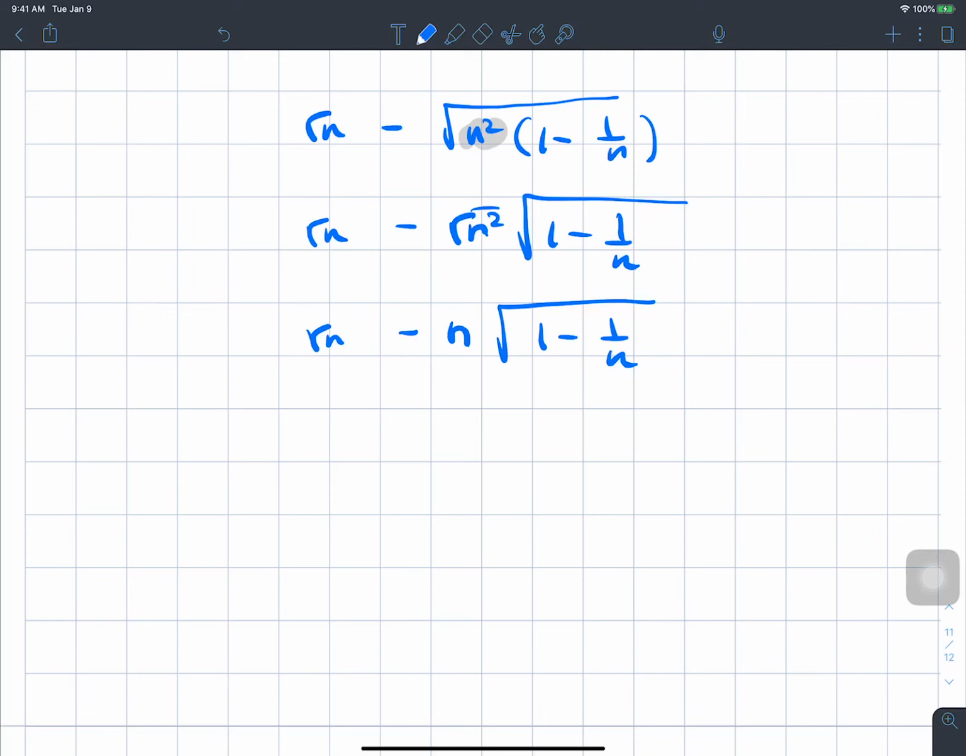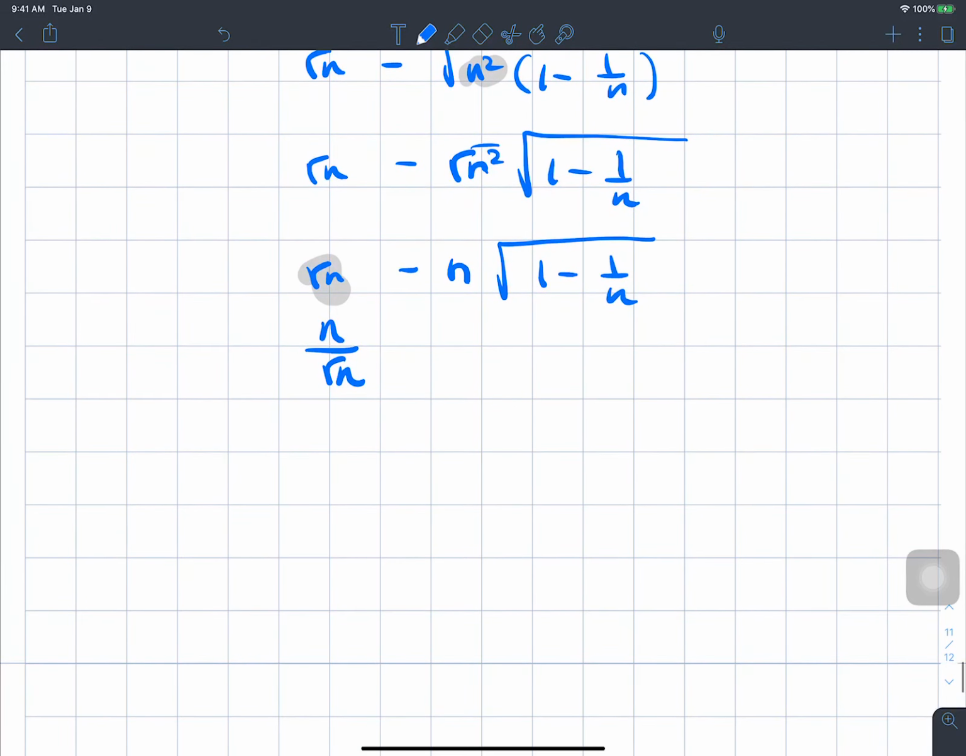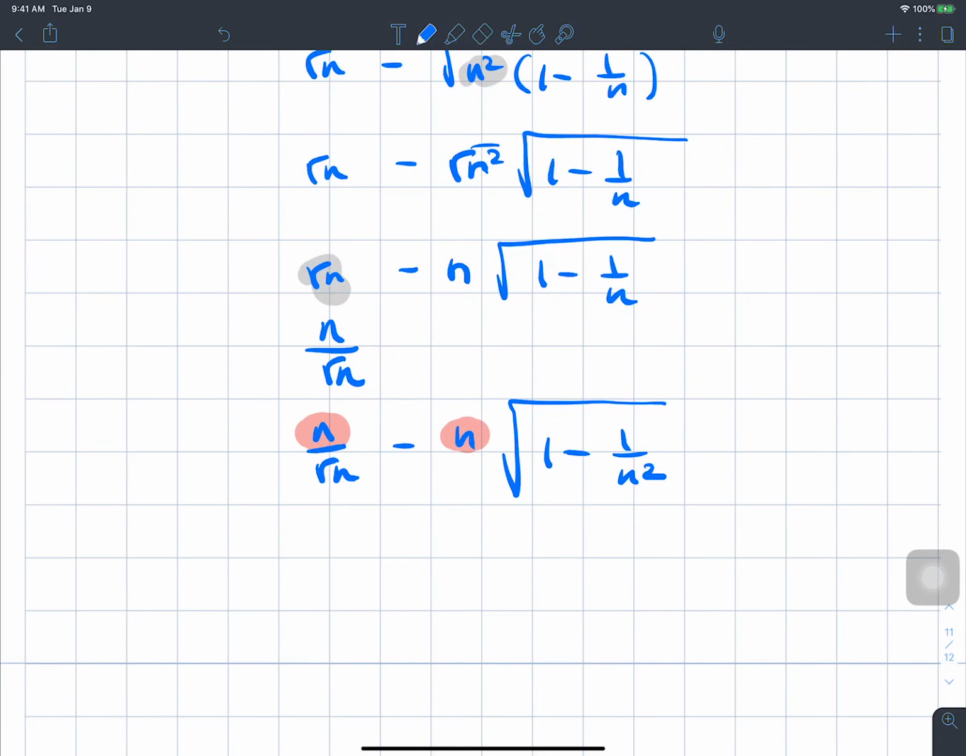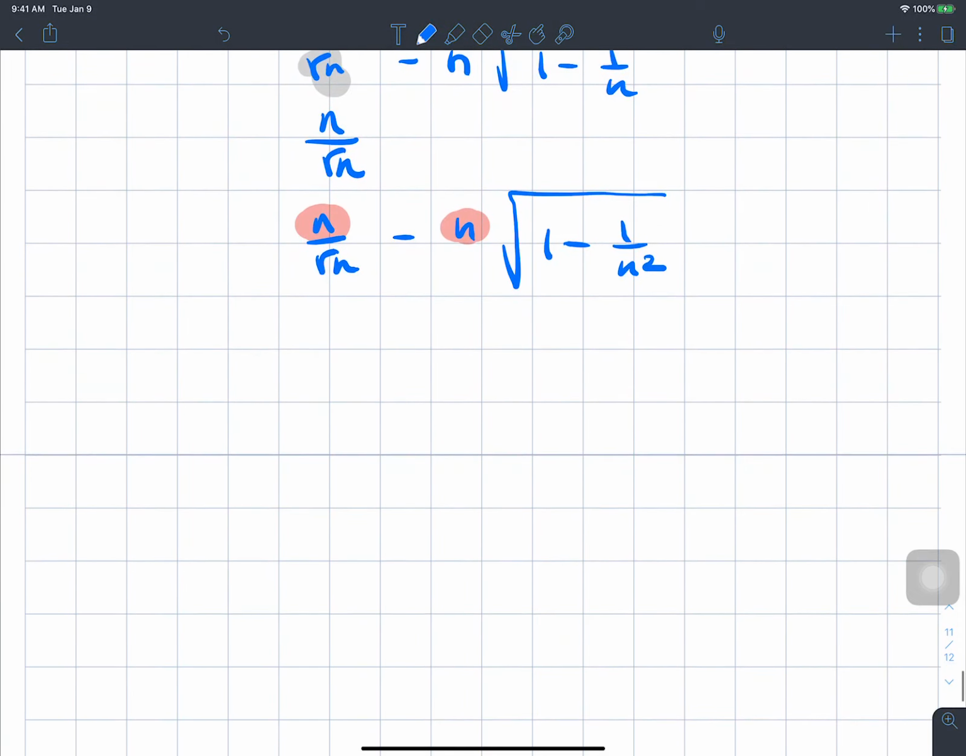Okay. Now I'm going to say something here about this. I'm going to write it as n over the square root of n. Isn't that the same as square root of n? I think so. It is. So I have n square root of n minus n square root of 1 minus 1 over n squared. Now, here's what I want to say: factor out your n. So I get n times 1 over the square root of n minus square root of 1 minus 1 over n squared. Let's see what this does for us.